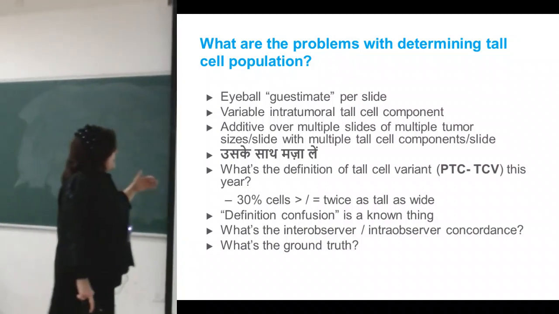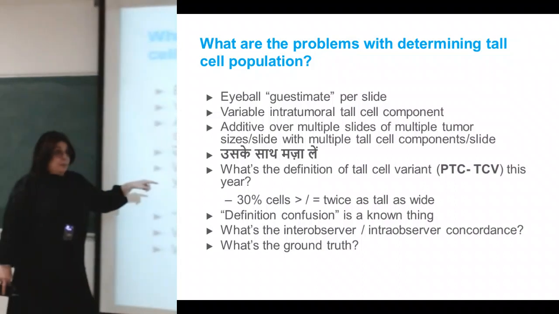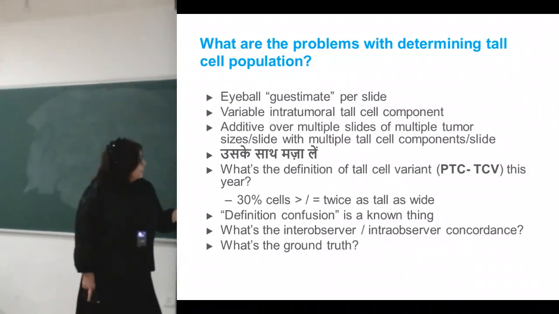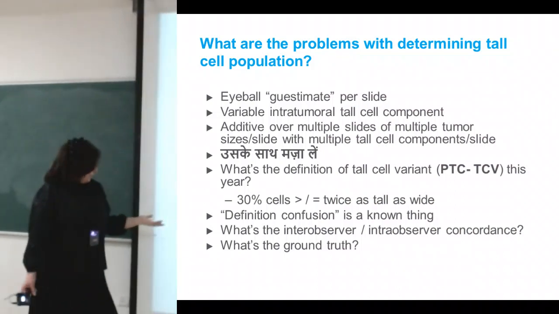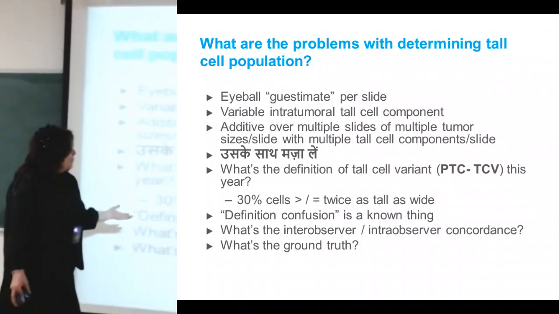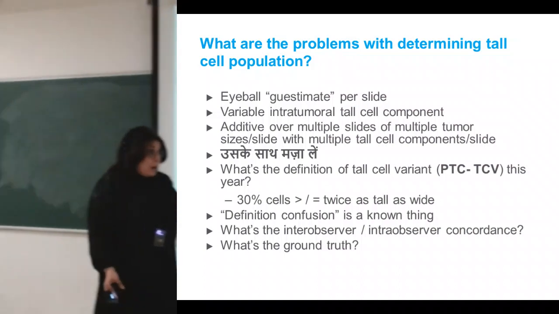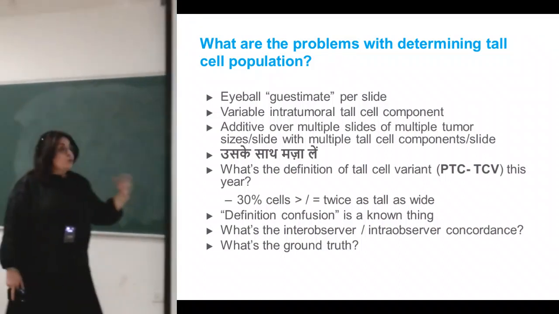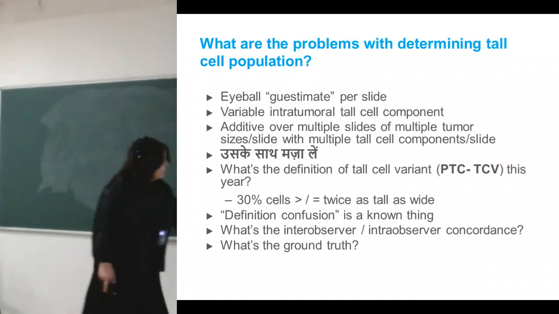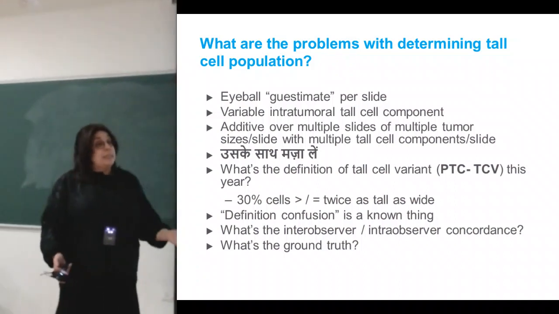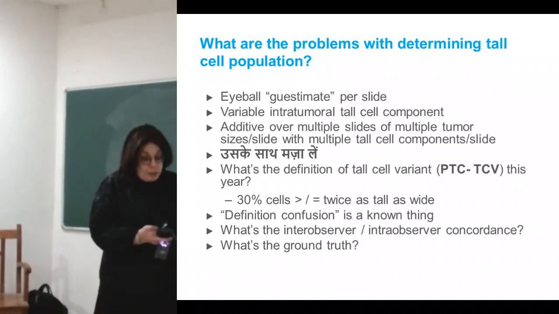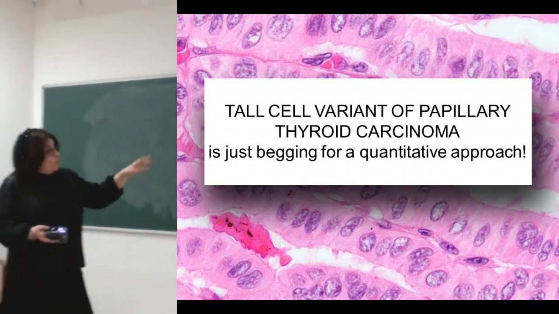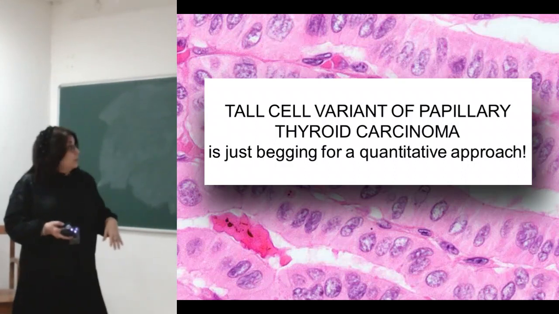And now, of course, what's the definition of tall cell this year, right? I showed you articles where the definition was 50% or more, but the current WHO classification is 30%. So definition confusion among pathologists is a known thing. What's the inter-observer concordance? What's the intra-observer concordance? And here's another scary question. What's the ground truth? When you look at a tumor, how many tall cells are there really? So the questions don't end. So now you understand why tall cell variant of PTC was begging for a quantitative approach.